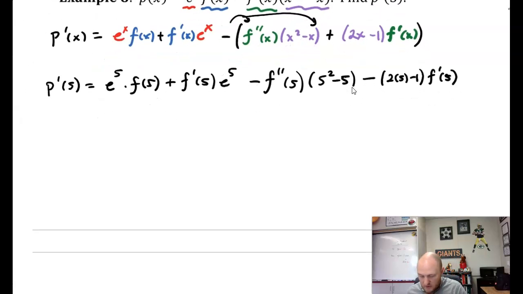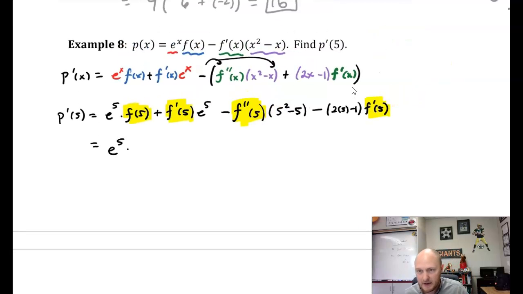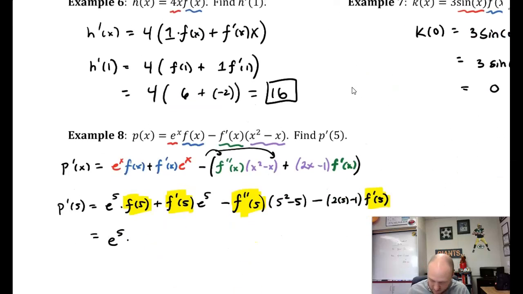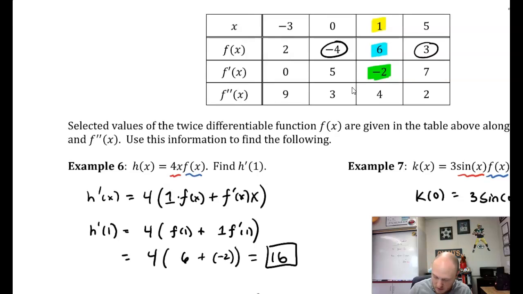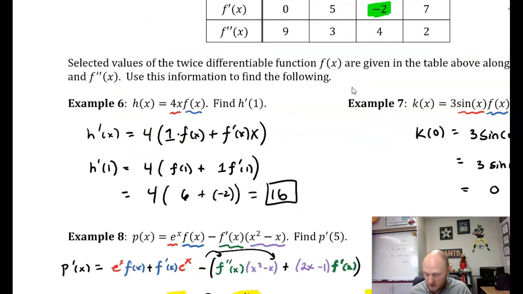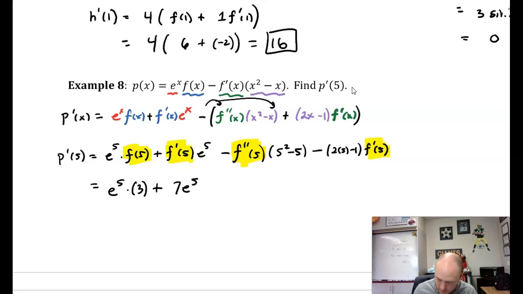Okay, so there's a lot going on here, and normally I would tell you just stop, you're done. But it has to be all numerical, no functions. So like f of 5, that's a problem, f prime of 5, f double prime of 5. So we have to go ahead and substitute those out. So e to the 5th times, and I'm going to go to my table. Let's look at 5. What do I want? F of 5? That's 3. So times 3 plus f prime of 5, well, that's 7. Okay, so 7e to the 5th.